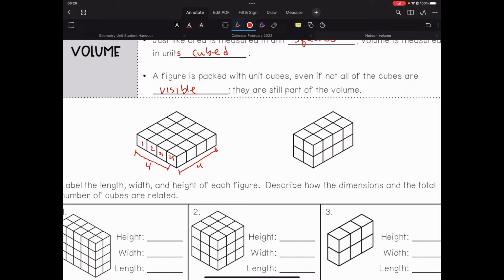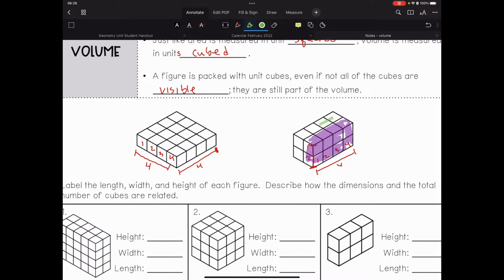We could go ahead and count them up one at a time, which would take a while, especially for bigger shapes. Or we can count how many cubes are on one face and then multiply it by how many rows there are. In the second shape here, there's 1, 2, 3, 4 right here. Then we have 1, 2 going up. So the height of this right here is 4 by 2, which means just this section here in purple, there are 8 cubes.